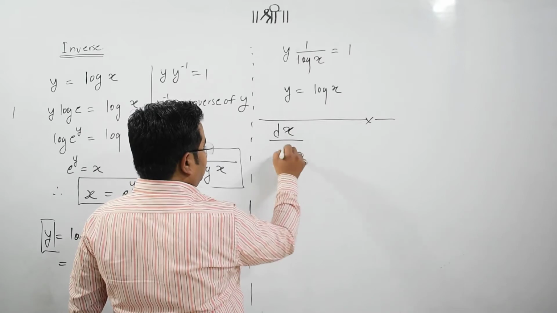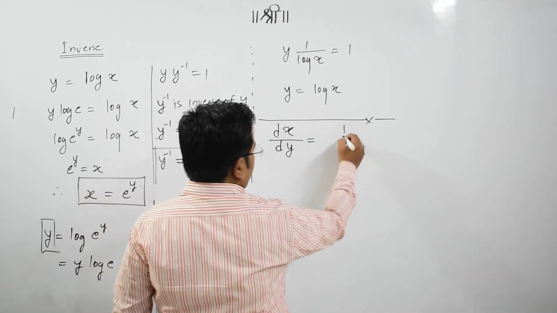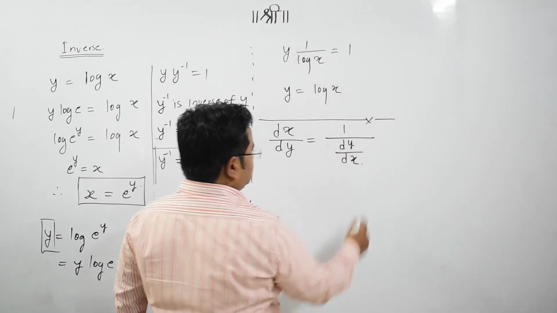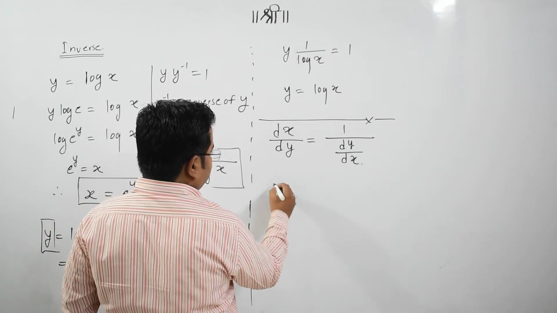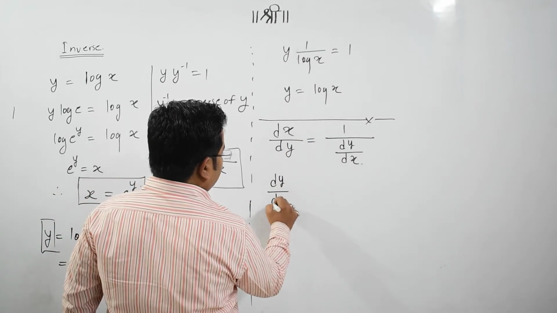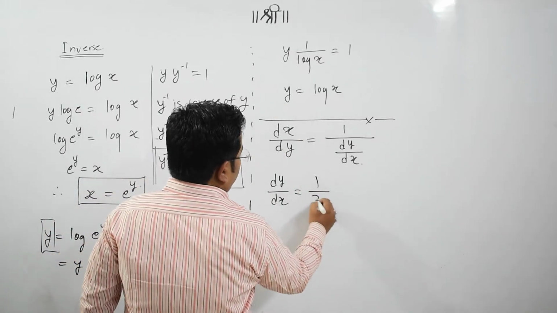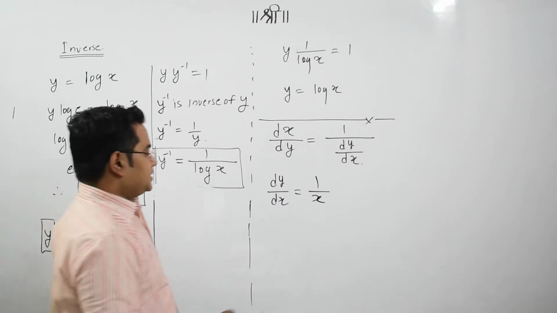So dx upon dy should be what? 1 upon dy upon dx. So this is what we need to find out first. The first thing is what? dy upon dx. What is dy upon dx? Substitute the values: 1 upon x. Hope we are correct. Any doubt? No doubt. Now the next step is what?